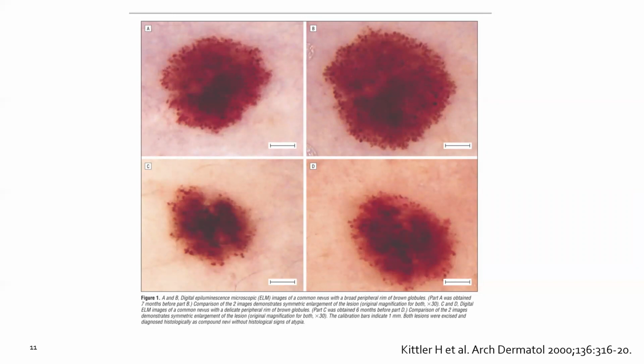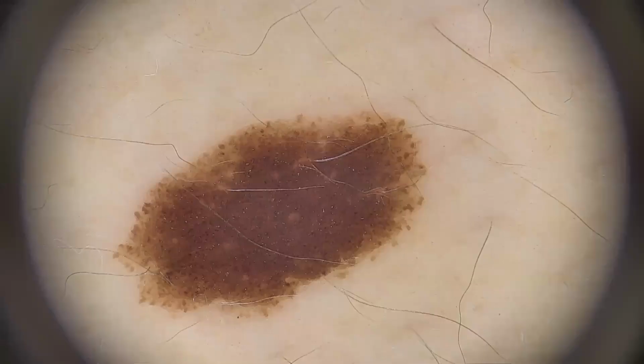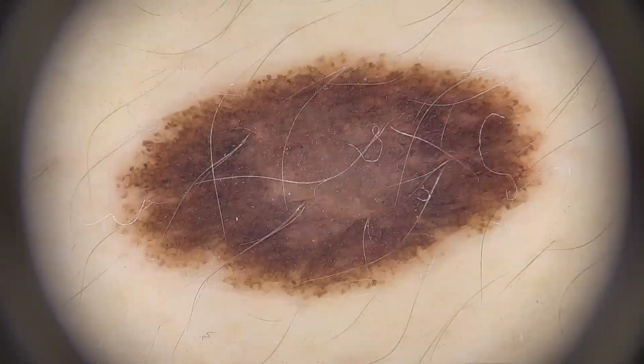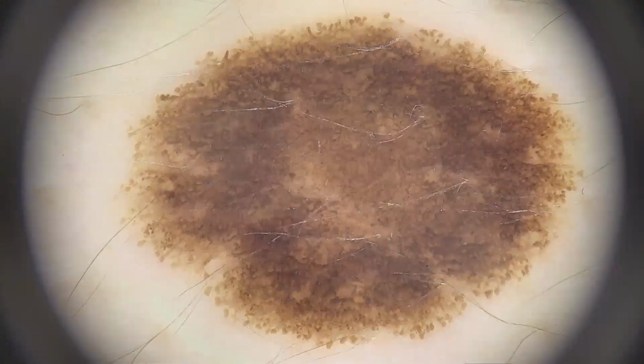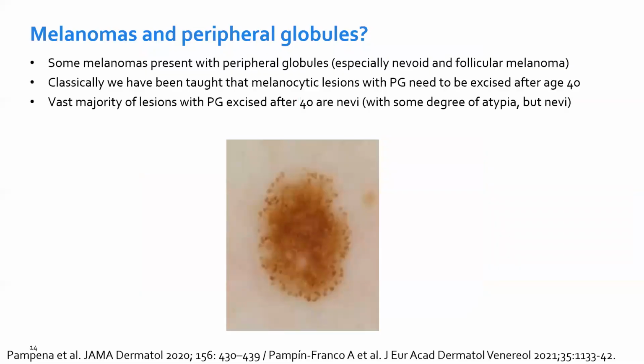As you can see, the lesion grows symmetrically. Here is another example. You can see that these globules are located surrounding the entire lesion, and that the lesion grows symmetrically. What happens with peripheral globules?